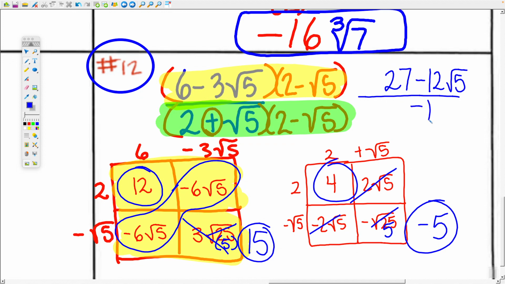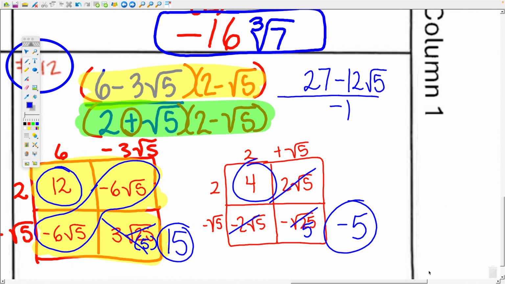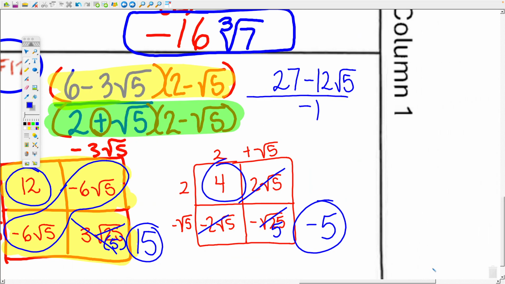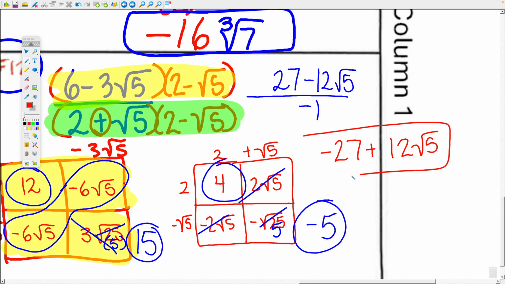Am I going to leave it like that? Do you think I'm going to leave it like that? No, you can't multiply, you're right. But you need to divide it. Oh, yeah. So you're going to divide negative 1 into 27, and then this right here, okay? So basically, it'll be just negative 27, and then a positive 12, and radical 5. That's all, just divide.